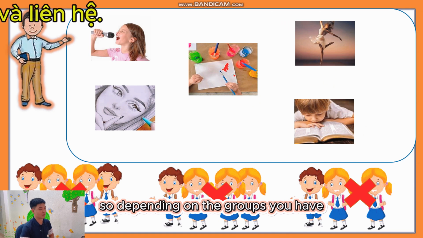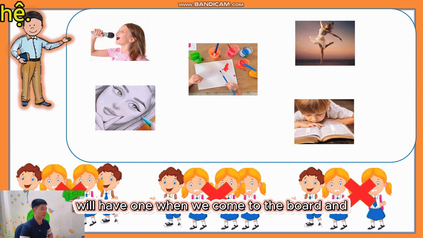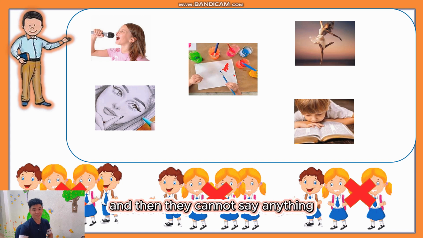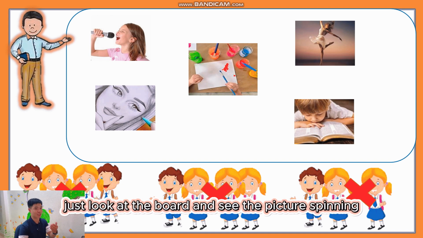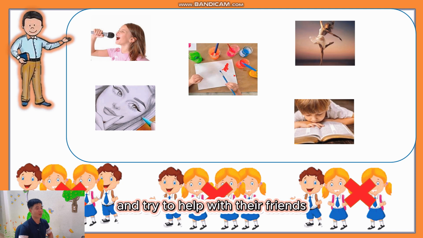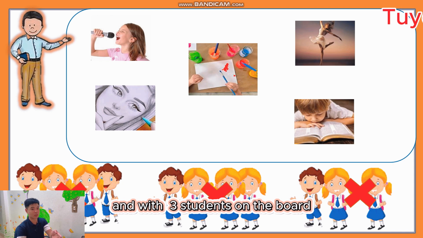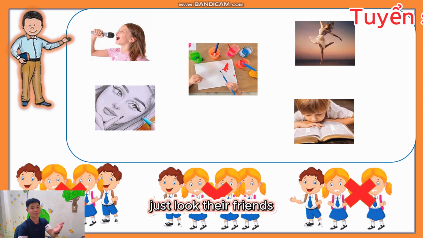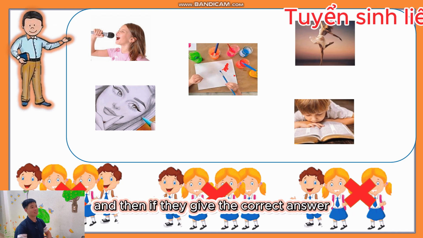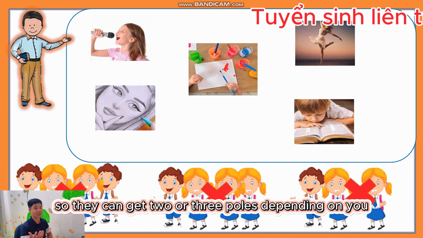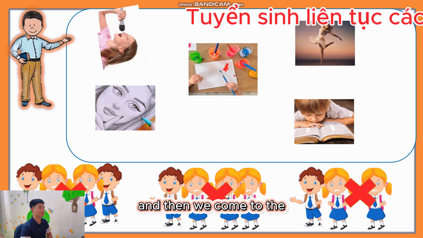Depending on the groups you have, each group has one student who will come to the board, and the rest of the class cannot say anything. The thing they do is just look at the board and see the picture spinning, and try to help their friends on the board by doing the action. The students on the board just look at their friends and guess what picture is spinning at their back. And if they give the correct answer, they can get 2 or 3 points depending on you.